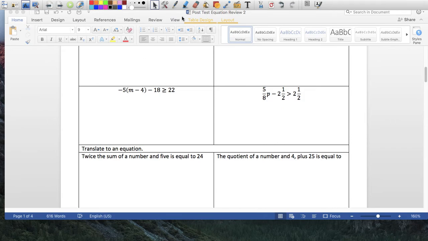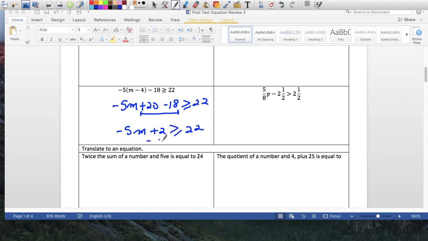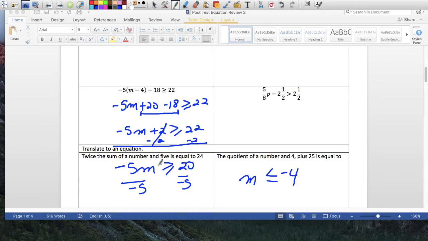I need to do the inequality here, so I'm going to go negative 5m plus 20 minus 18 greater or equal to 22. I have to combine these two, so I get negative 5m plus 2 greater or equal to 22. Subtract 2 from this side, subtract 2 from that side. And I get negative 5m greater or equal to 20, because these two become 0. Divide by negative 5, divide by negative 5, and m is less than or equal to negative 4. I have to switch the sign the other way.